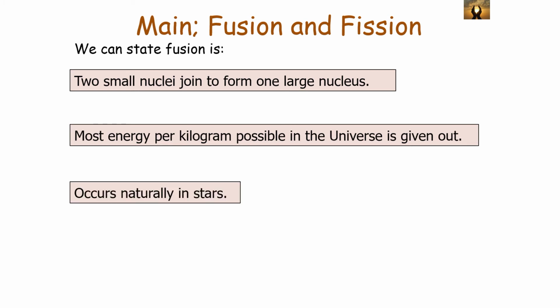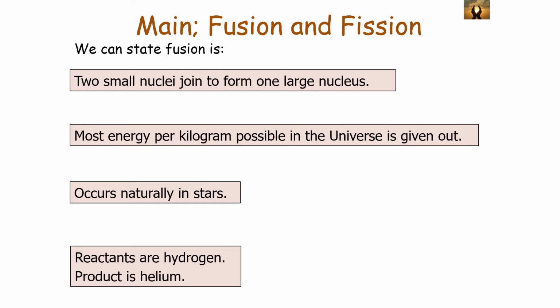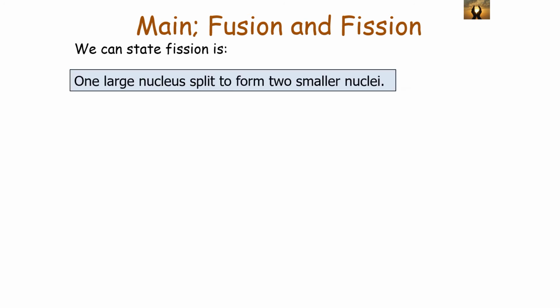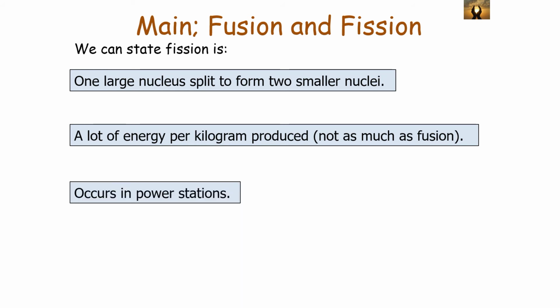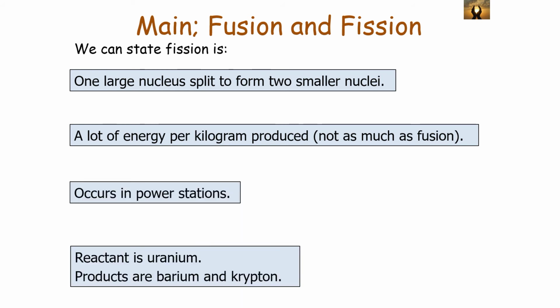It occurs naturally in stars, and the reactant is hydrogen and the product is helium. Now by contrast, fission is when one large nucleus splits to form two smaller nuclei. A lot of energy is produced per kilogram, but not as much as fusion. It occurs in power stations, and its reactant is uranium, and its products are barium and krypton.